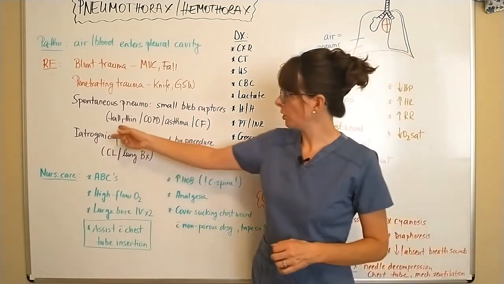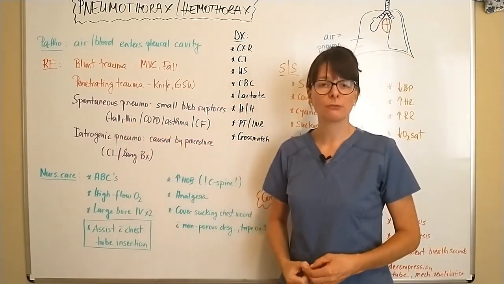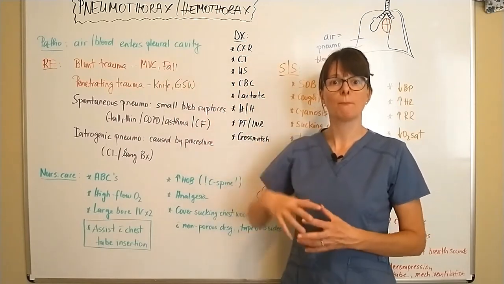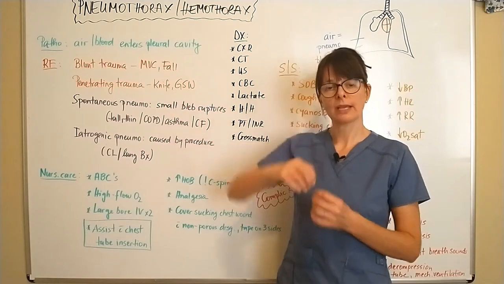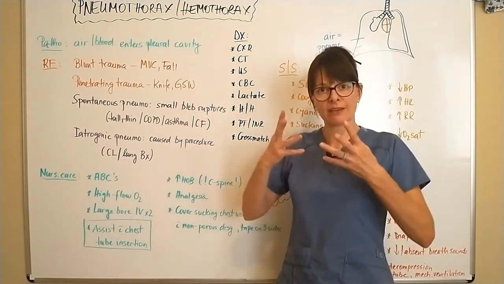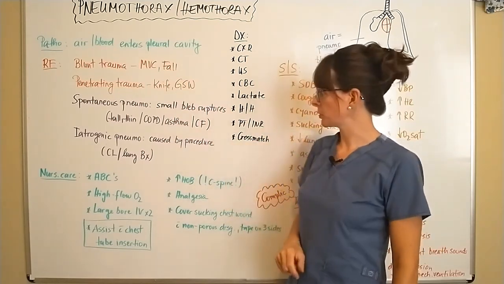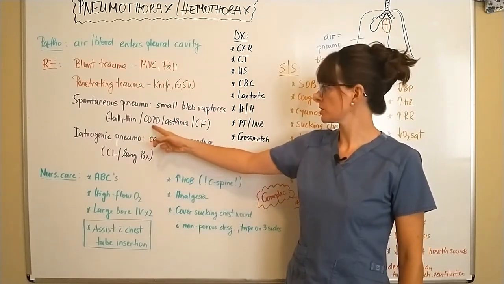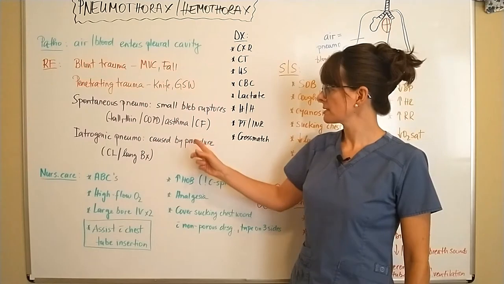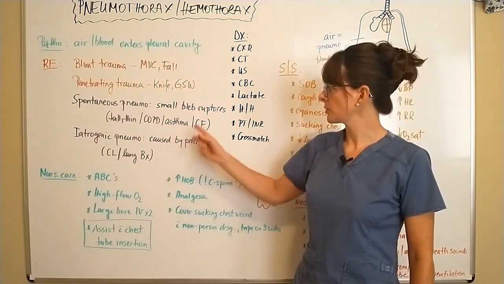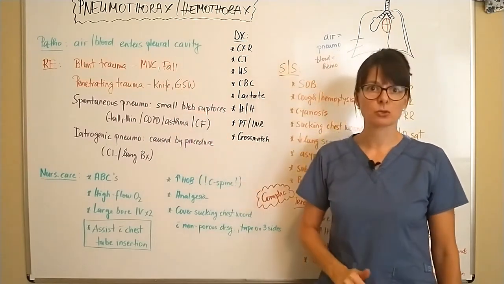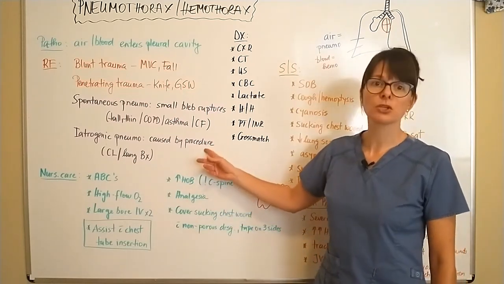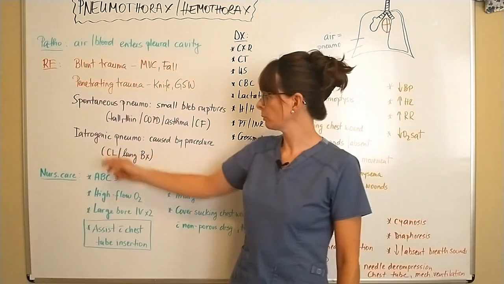And tall, thin people are at risk for a spontaneous pneumothorax because of their physical makeup, because of that tall and thin thoracic cavity. And also patients with underlying lung issues such as COPD, asthma, cystic fibrosis are at risk for bleb rupture and spontaneous pneumothorax. Now, pneumothorax can also be caused by a procedure, which is then called the iatrogenic pneumothorax.